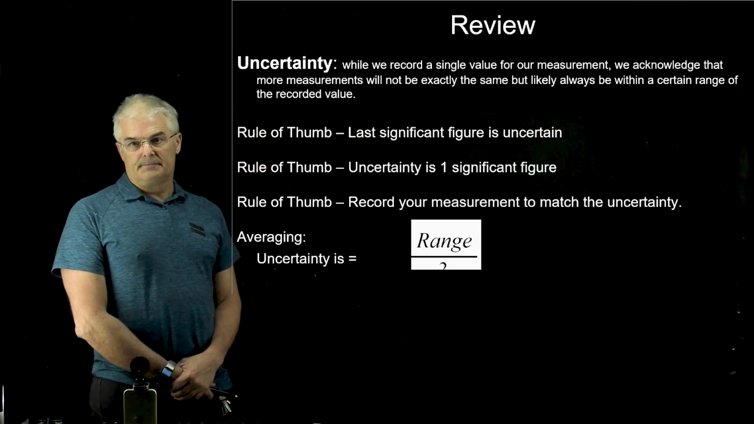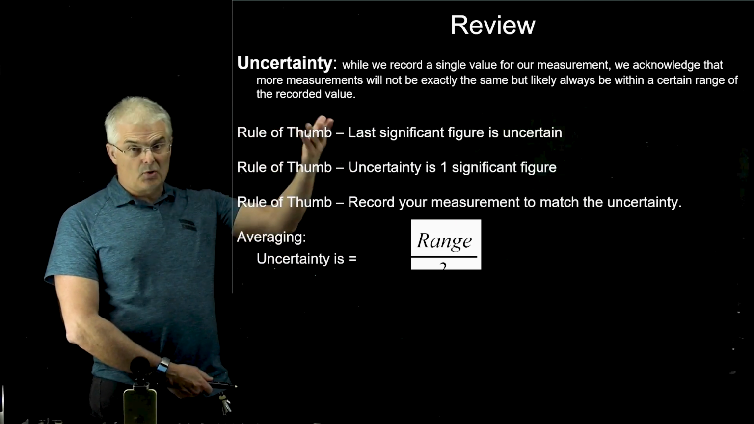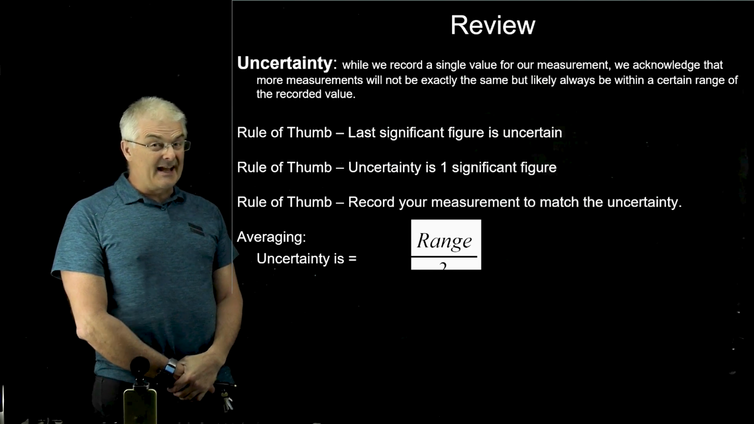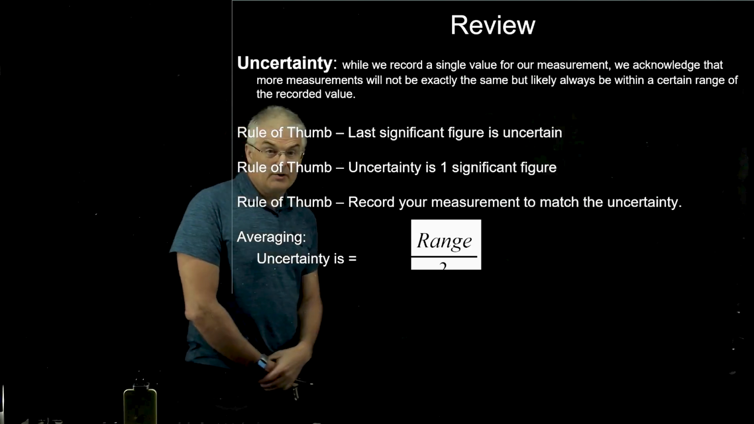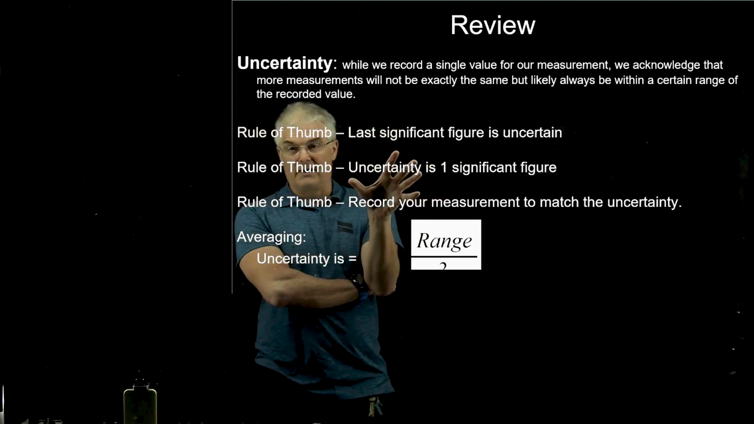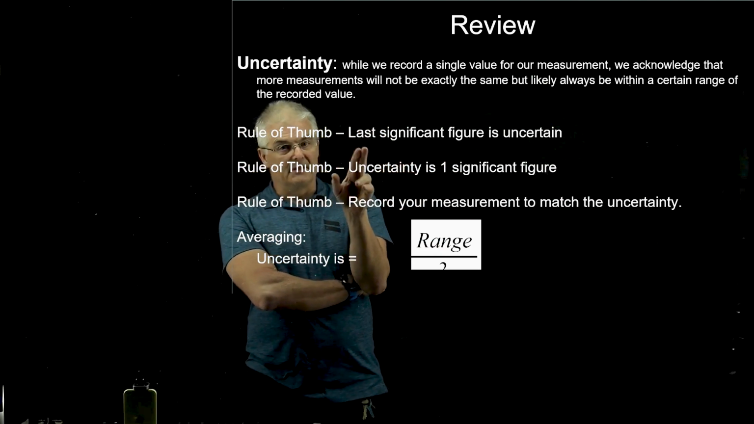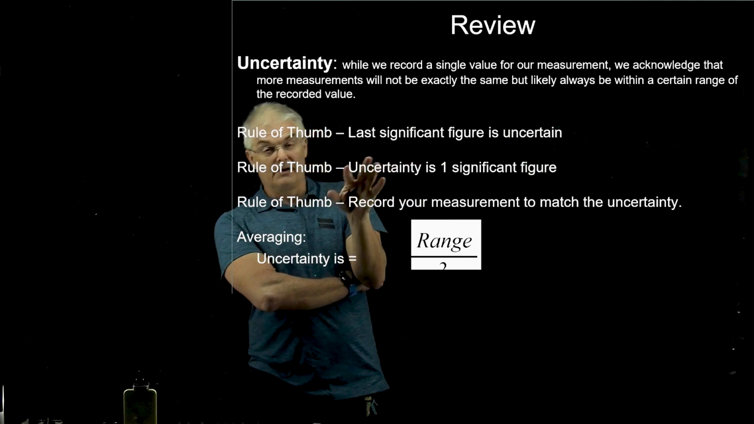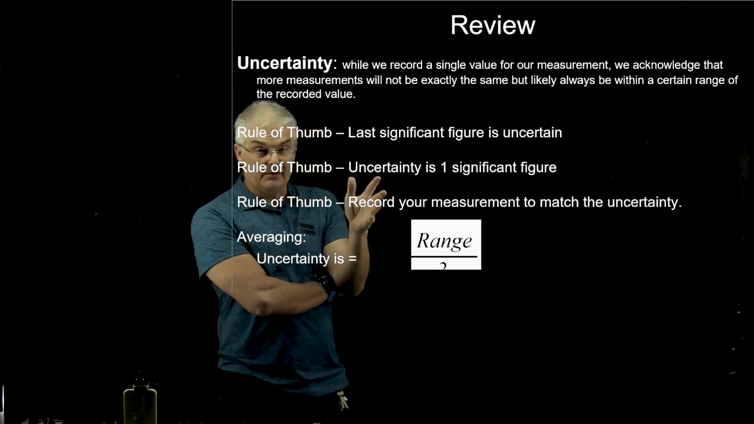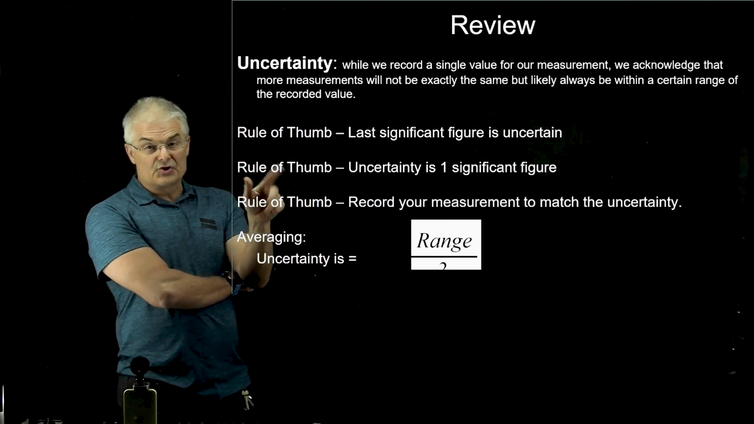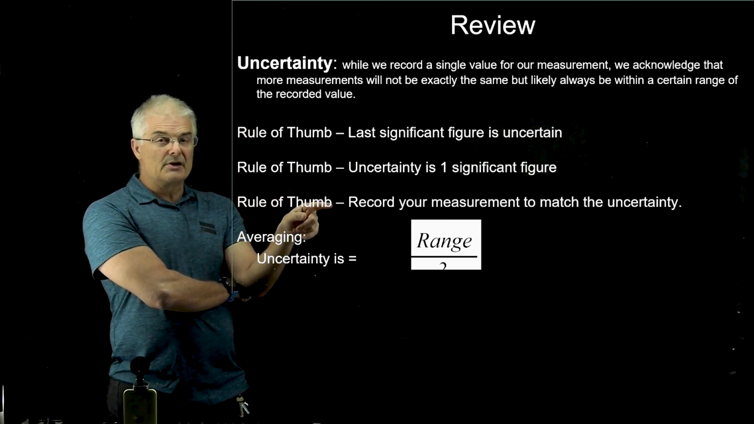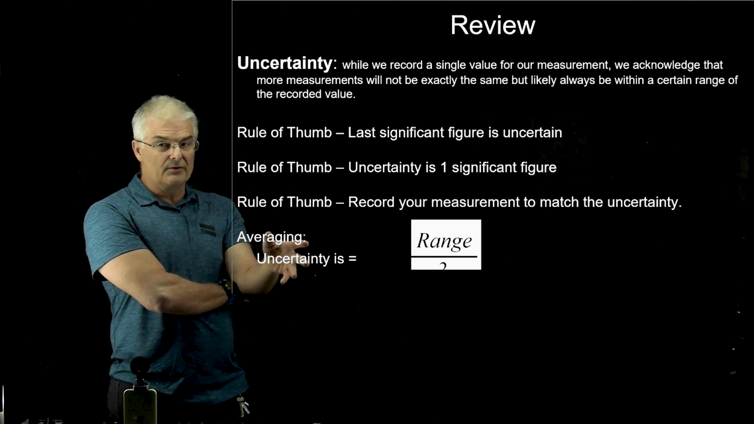So to review, uncertainty: while we record a single value for our measurements, we acknowledge that our measurements will not be exactly the same, but will likely always be within a certain range of recorded values. The rule of thumb is the last significant figure is uncertain. So the last number is uncertain. We don't know if it's 8 or 9 or whatever, like we had that 28 and 29 earlier. Uncertainty is one significant figure. And then you record your measures and match the uncertainty. And remember, the uncertainty is the range over 2 if you're averaging.